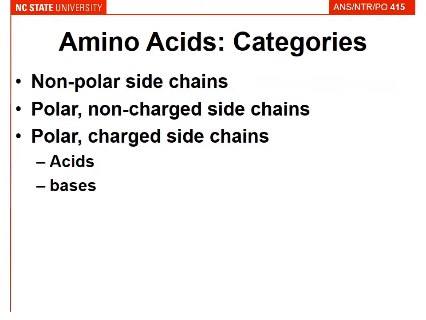As I just mentioned, we have the different categories of amino acids. We have our nonpolar, and our polar that are not charged, so these are also referred to as neutral. And then we have our polar with charged side chains, and we have two subcategories: our acids and our bases.